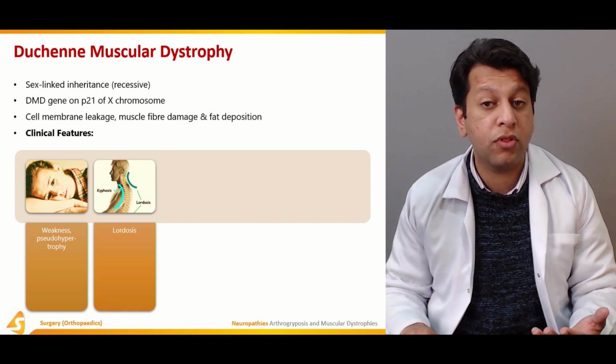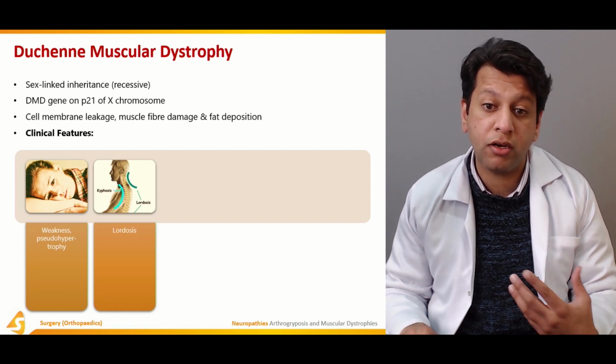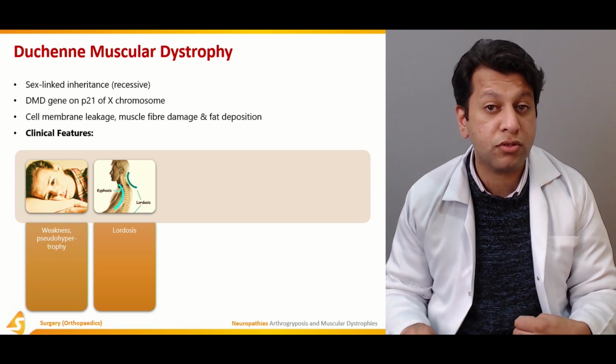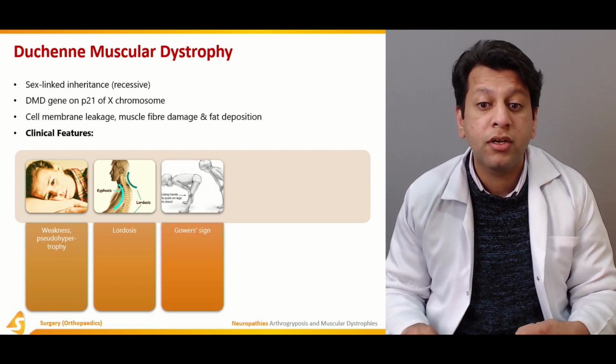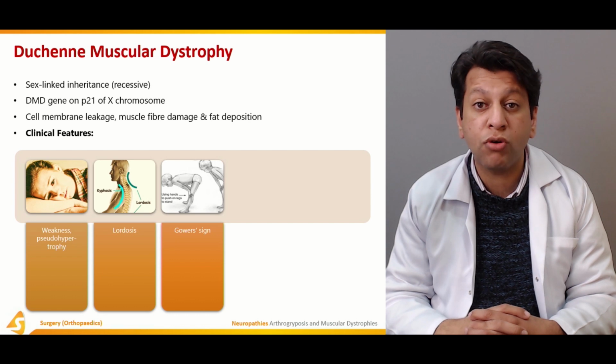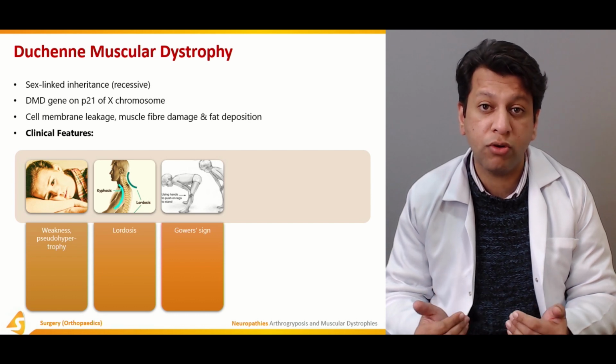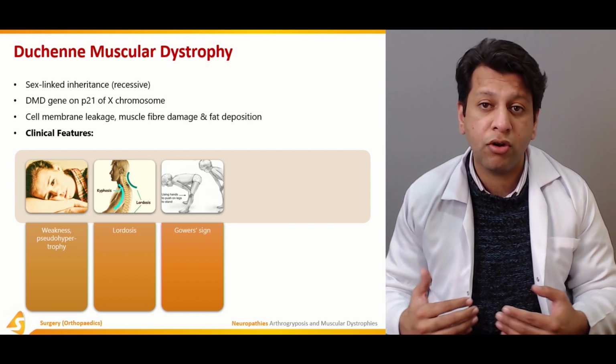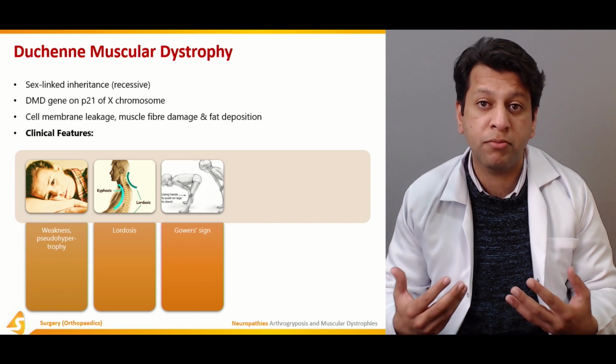They may be associated with lordosis of the cervical spine and hyperkyphosis of the thoracic spine as well. This is a classical Gower sign because they usually have lower limb muscle involvement, so they cannot use their lower limbs to lift themselves up.